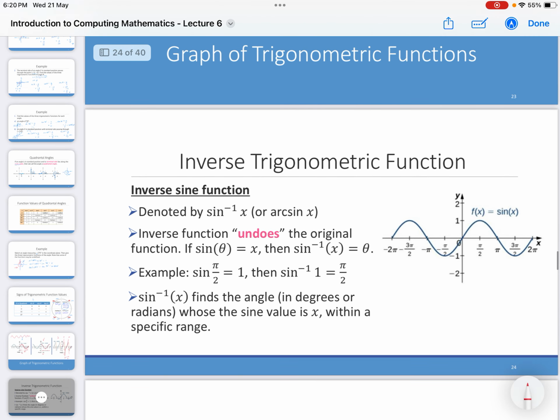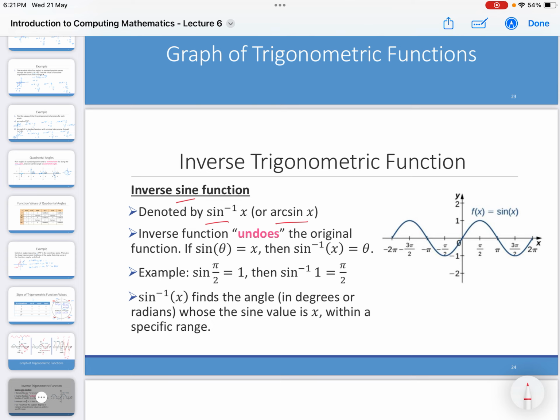So now we want to learn about inverse trigonometric functions. Let's say we want to learn about the inverse sine function. We denote it as sine to the power of negative 1, so we call it sine inverse of x, or we can say arcsine x.